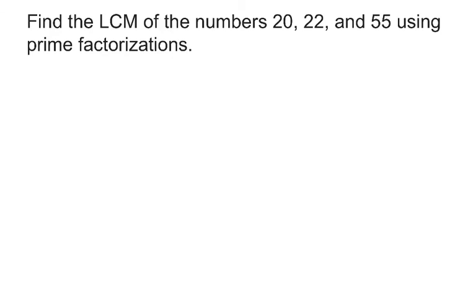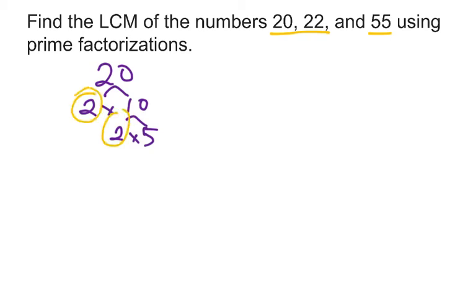Now we're going to move on to finding the least common multiple of 3 numbers. So find the least common multiple of the numbers 20, 22, and 55 using prime factorizations. So let's start by factoring 20. I have 2 times 10, and 10 can be factored into 2 times 5. Make my 5 a little neater. And now I'm going to circle all my prime numbers.